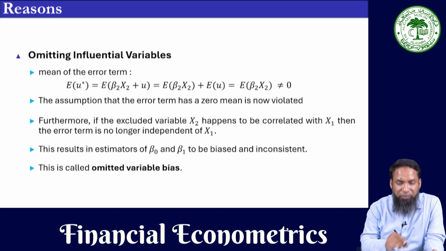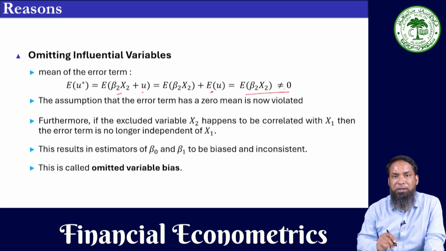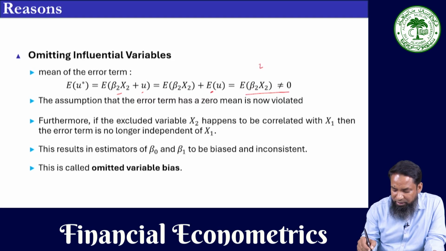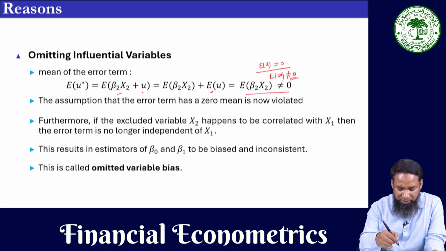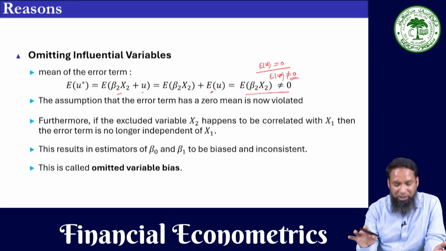Now, the expectation of this error term, that means the expectation of beta 2 x2 plus u, could be 0, but this is not equal to 0. That means the assumption that the expectation value of the error term is equal to 0 is not satisfied in this case. Now, the assumption that the error term has 0 mean is violated.